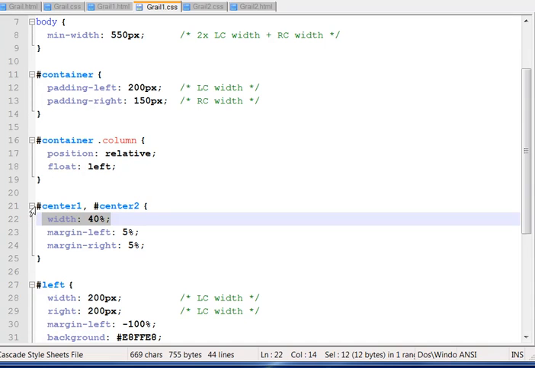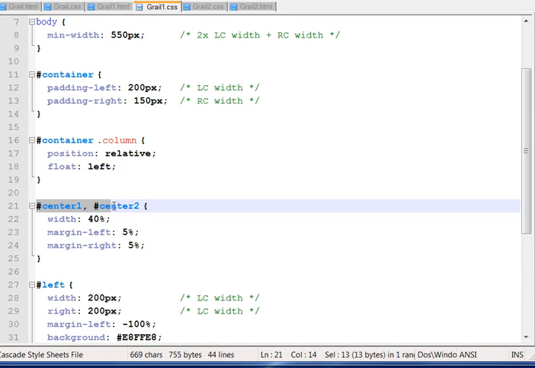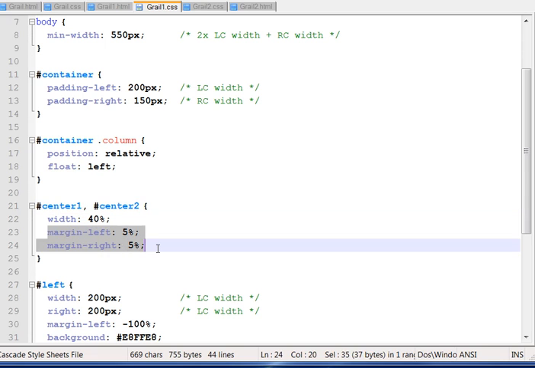And by the way, remember that in selector notation in CSS, you can have this or that one, both, with a comma separating them. So this applies to both of those IDs. And then we have a margin on each side of 5% to make up a total of 50% for each of them. Remember that you'd have to reduce width to 40% because it doesn't take margins into account.